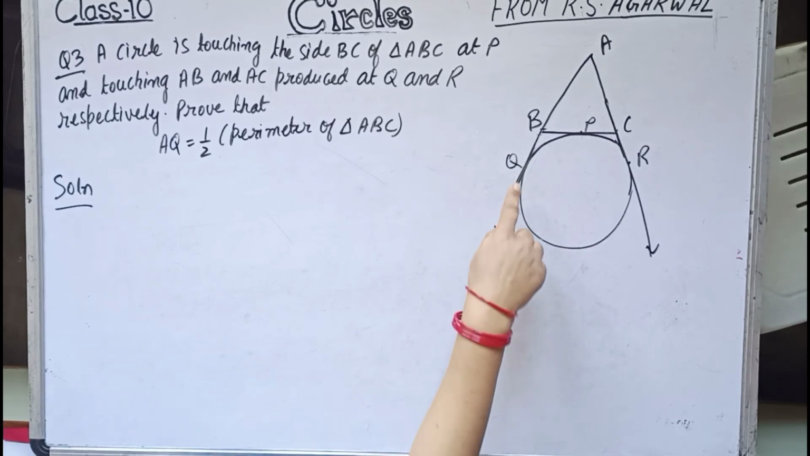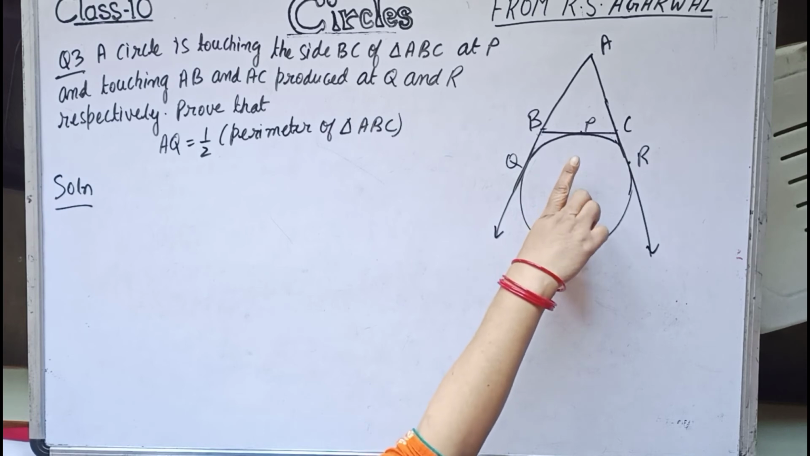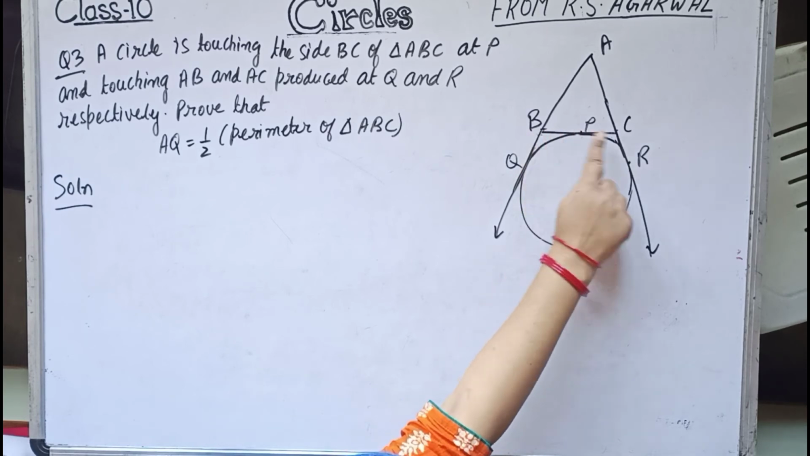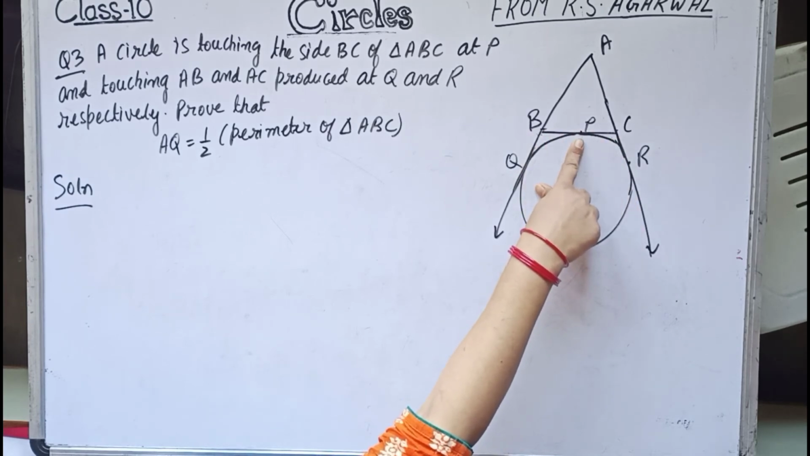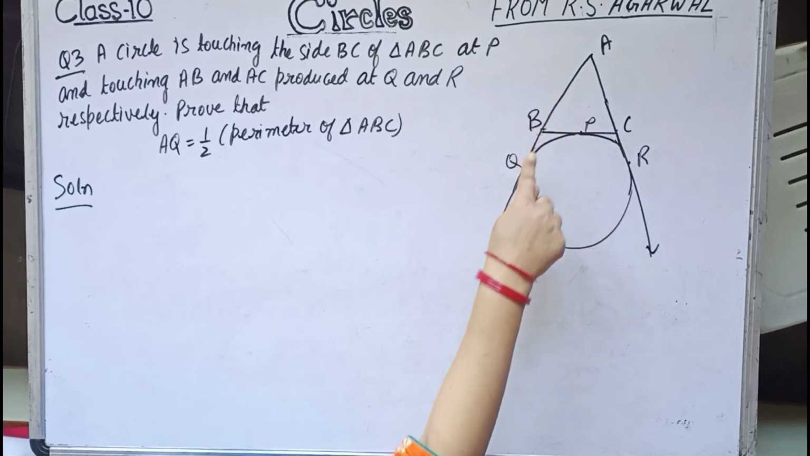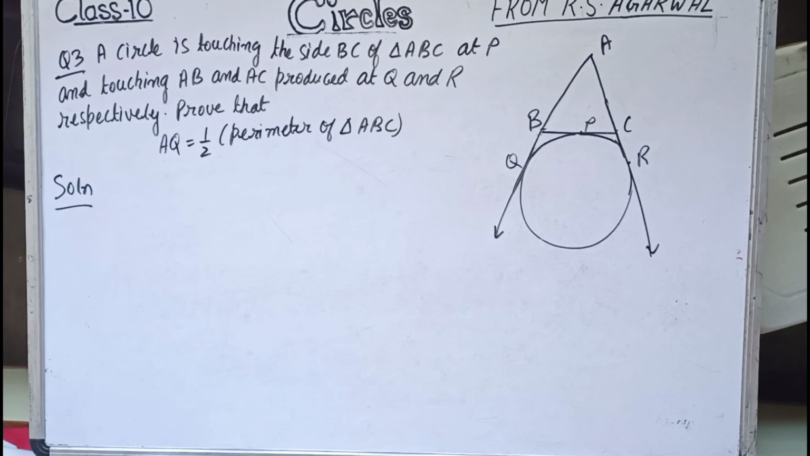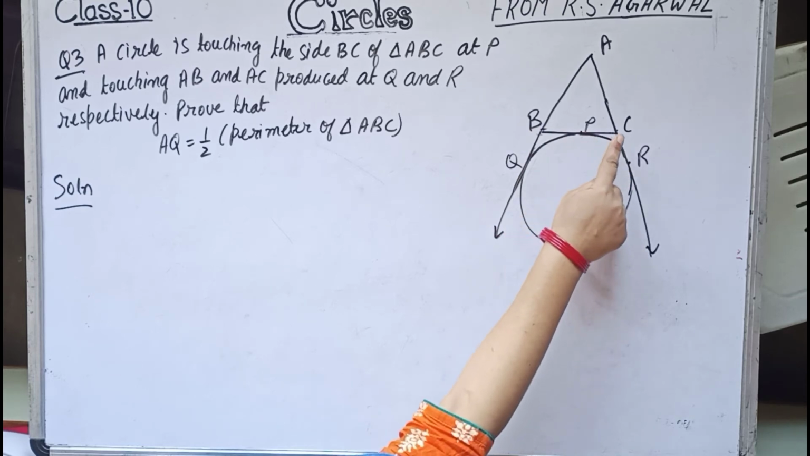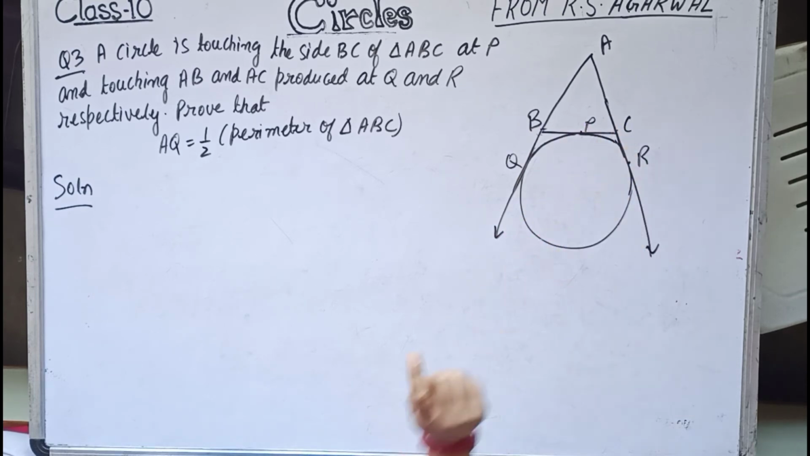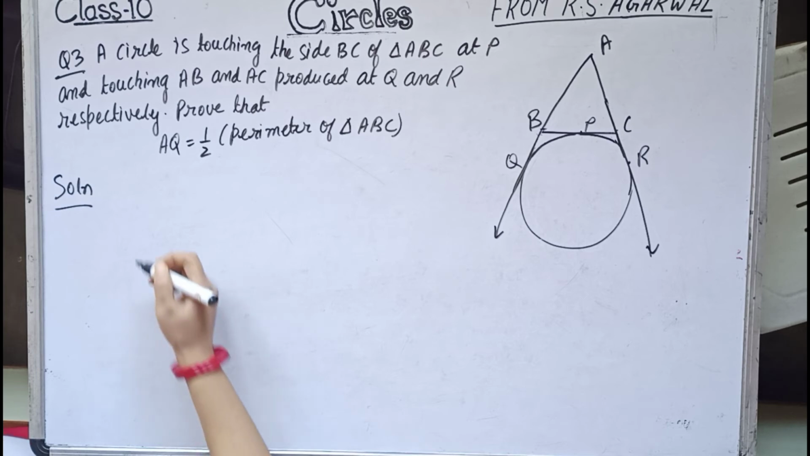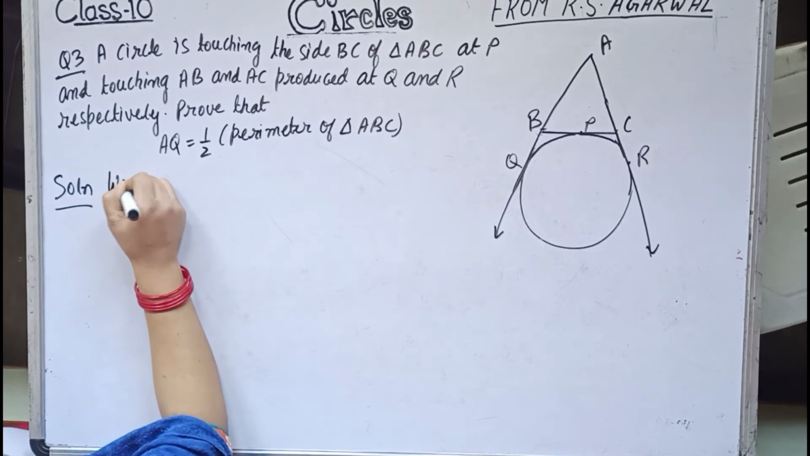So here we can see that line BC can be taken as a tangent to the circle at the point P. Similarly, this AQ is a tangent and AR is a tangent. So let us proceed. From B, tangents BQ and BP. From C, tangents CP and CR. So let us start. Same statement we will be writing.